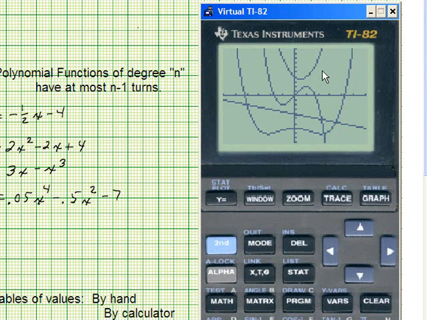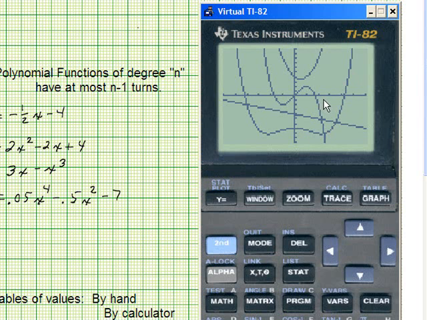And so you can see degree 1, 0 turns, straight line. Degree 2, 1 turn, parabola. Degree 3, 2 turns. And degree 4, 3 turns. Now I'm not saying that degree 4 has to have 3 turns. What I am saying is that if it's of degree 4, it won't have more than 3 turns. If it's of degree 3, it won't have more than 2 turns.